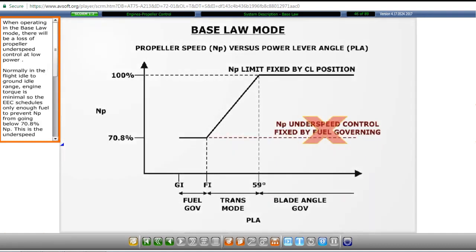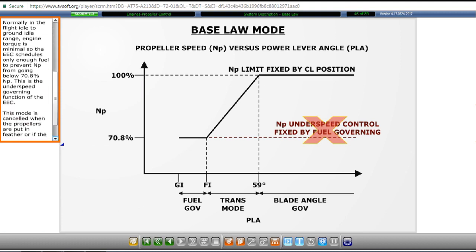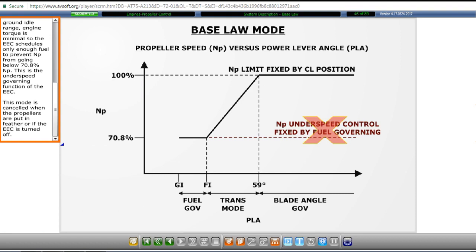When operating in the base law mode, there will be a loss of propeller underspeed control at low power. Normally in the flight idle to ground idle range, engine torque is minimal, so the EEC schedules only enough fuel to prevent NP from going below 70.8% NP. This is the underspeed governing function of the EEC. This mode is cancelled when the propellers are put in feather or if the EEC is turned off.